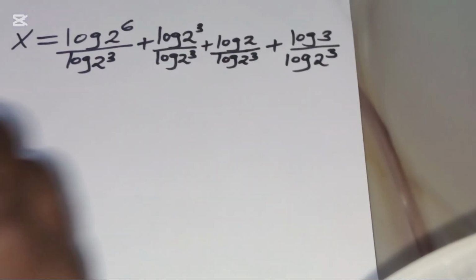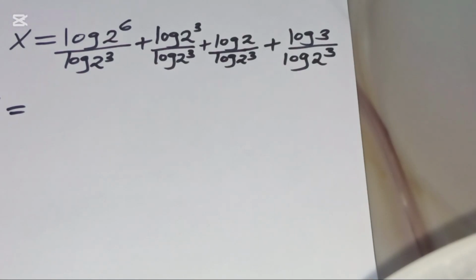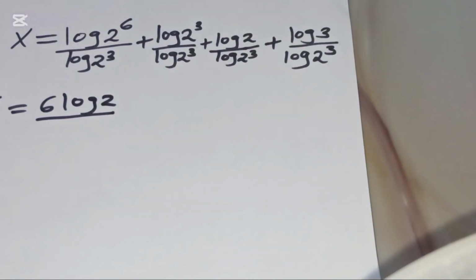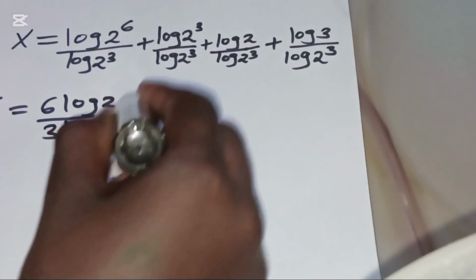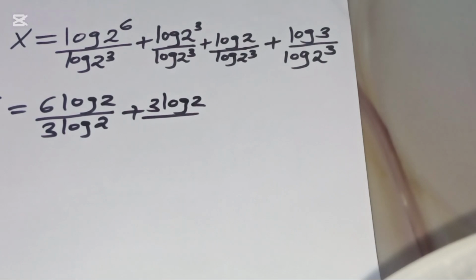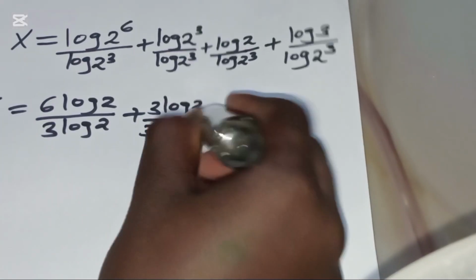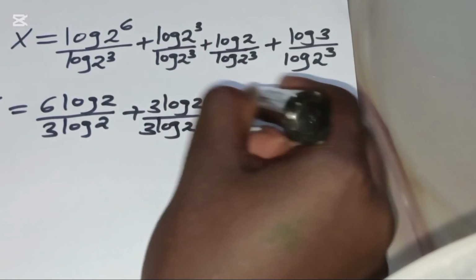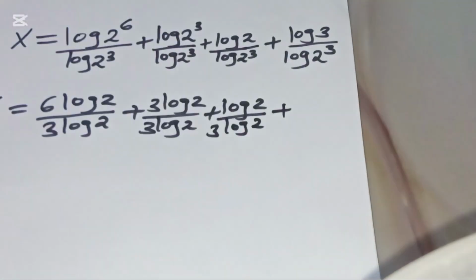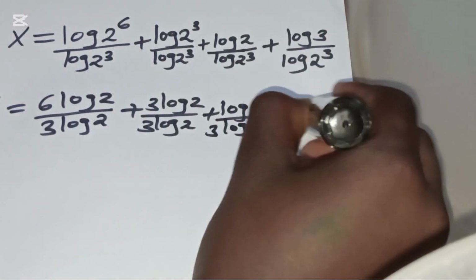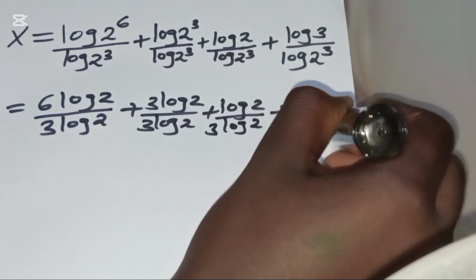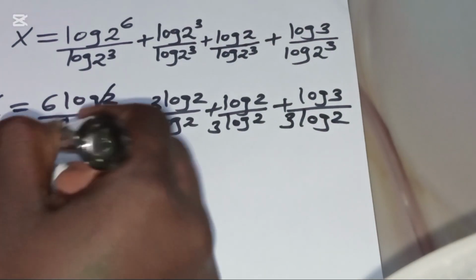Let's proceed further. Simplifying this, we'll have x is equal to, applying the power rule, log 2 to the power 6 becomes 6 log 2 divided by log 2 to the power 3, which becomes 3 log 2, plus log 2 to the power 3 becomes 3 log 2 divided by 3 log 2 again, plus log 2 divided by 3 log 2, plus log 3 divided by 3 log 2. So let's simplify here, by 3 one, by 3 two.